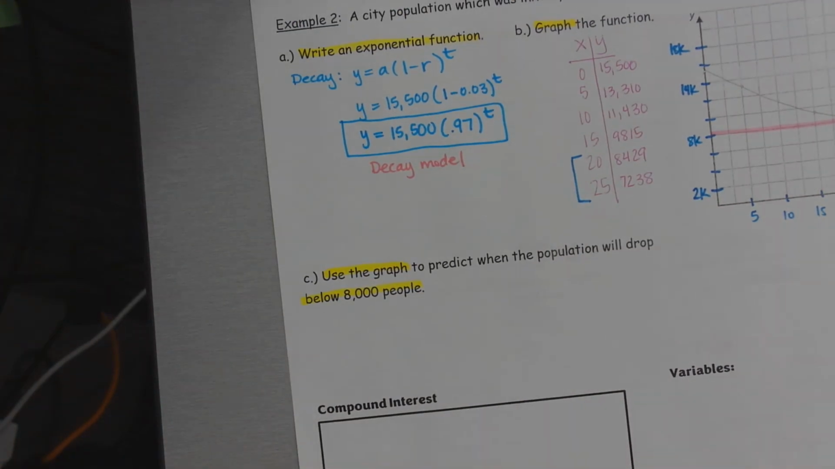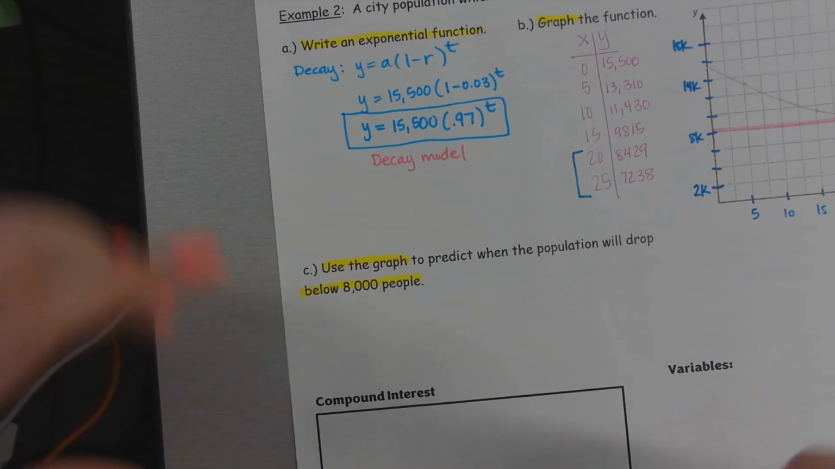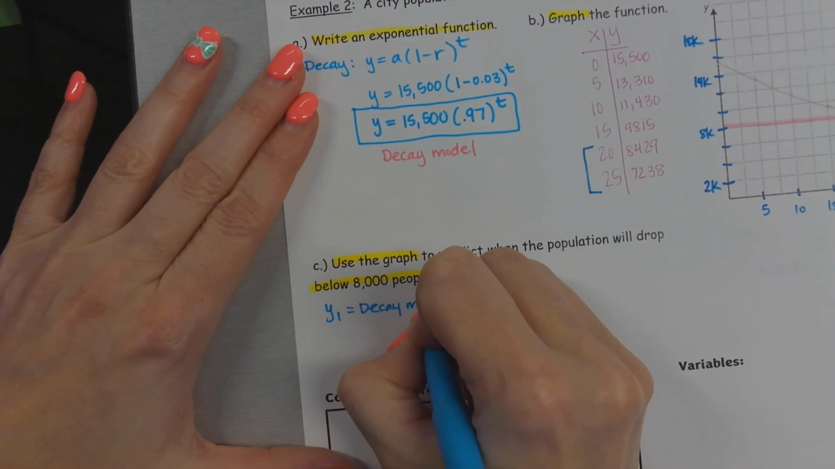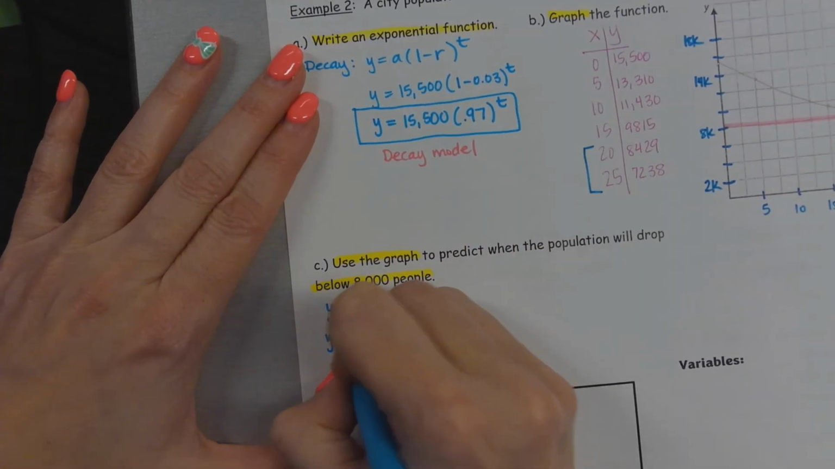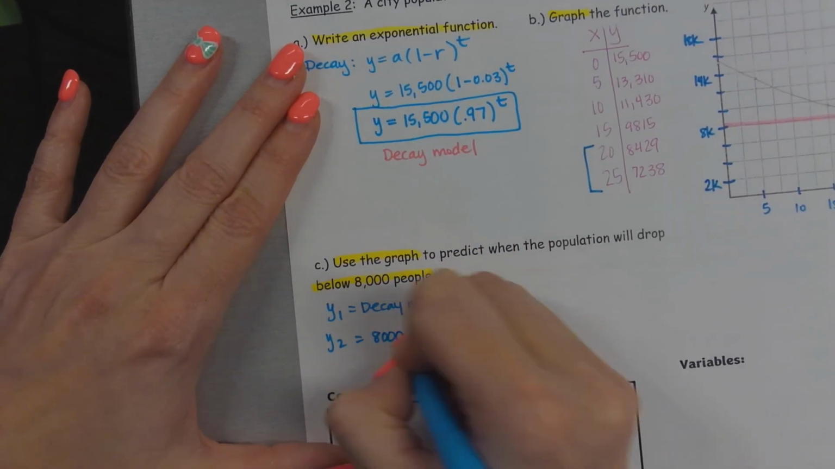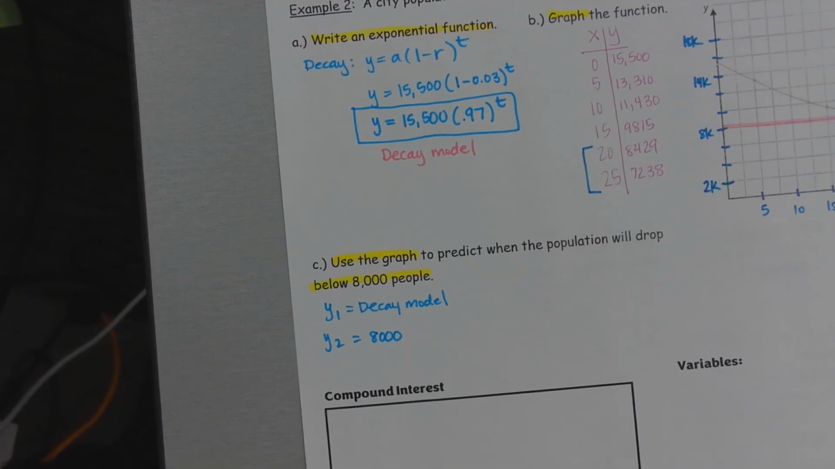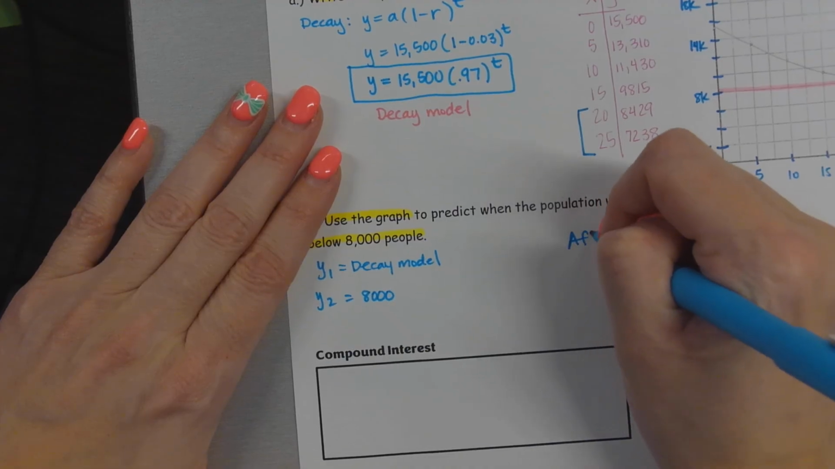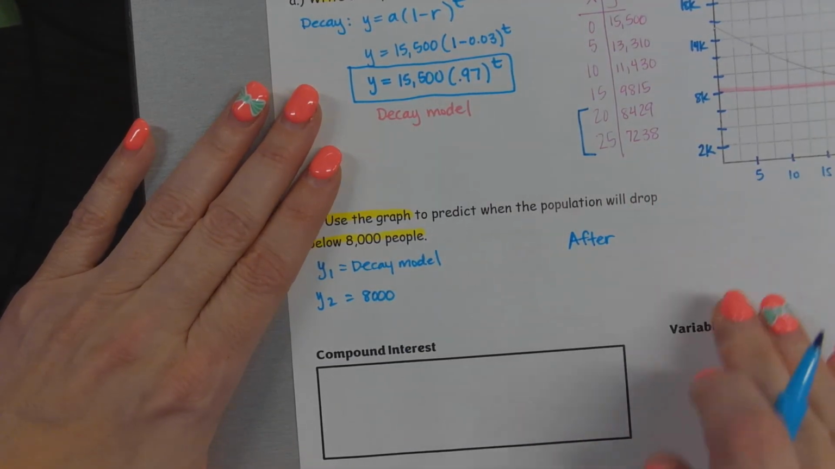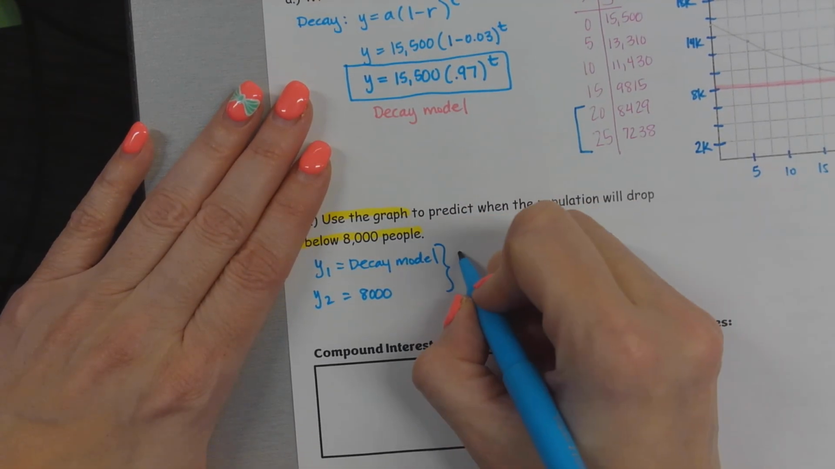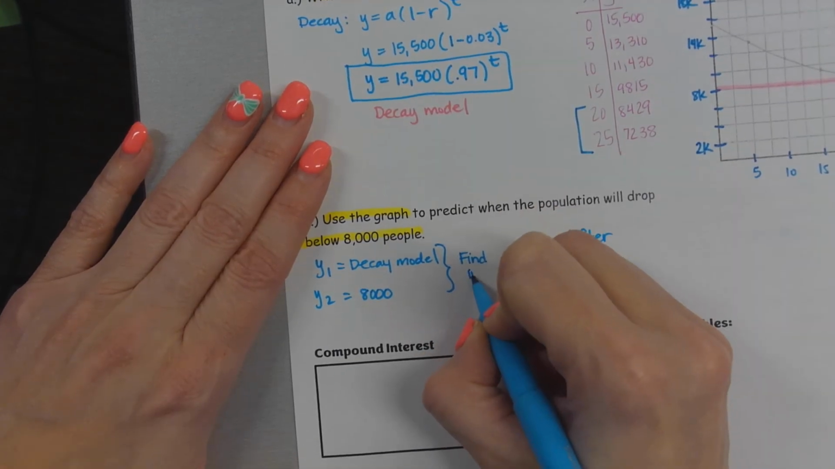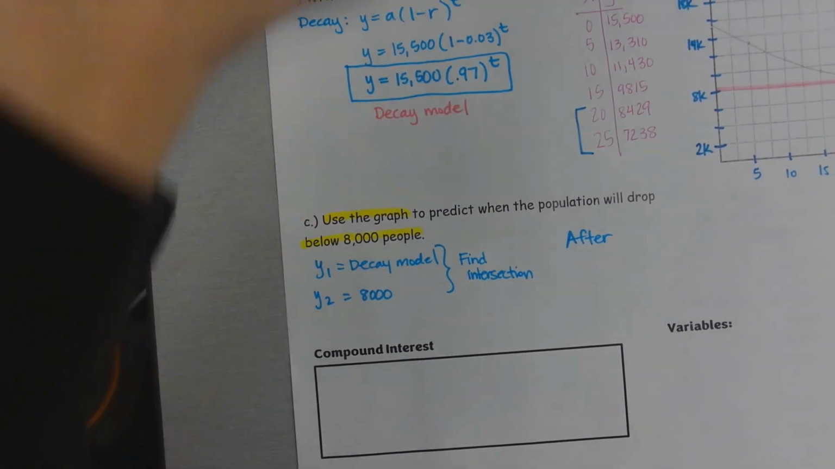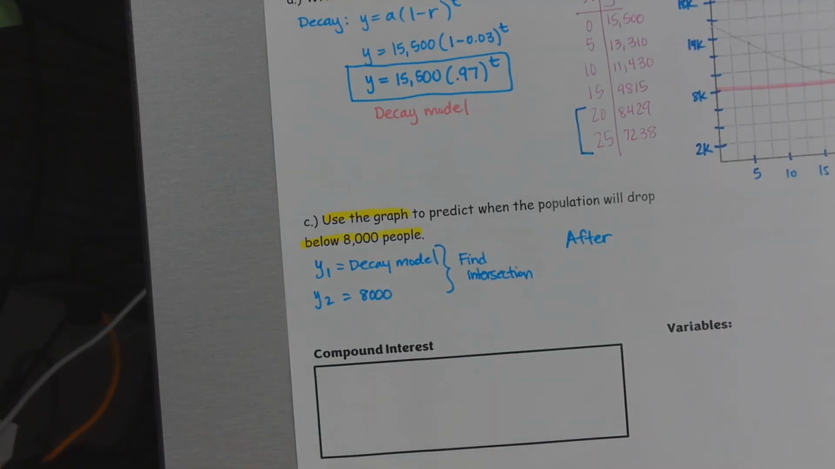Again, we're going to use our graphing calculator so we can get the most accurate value possible. So we're going to put in our decay model. Should already be in there. And Y2. Okay, it's asking you when is it going to dip below. So in my final answer, I'm going to say after however many years, because when you find the intersection, at that intersection is when it equals 8,000. Okay, we want to find when it's going to be below 8,000.